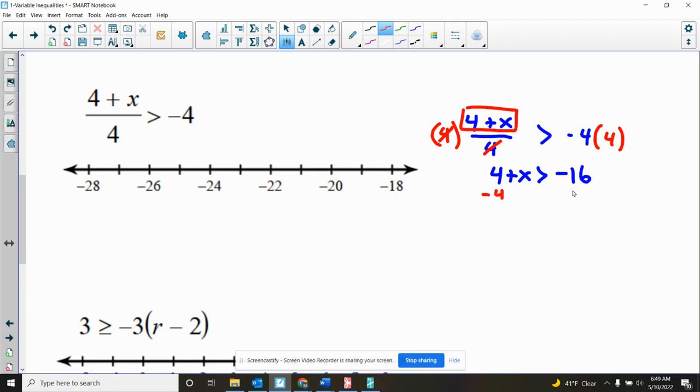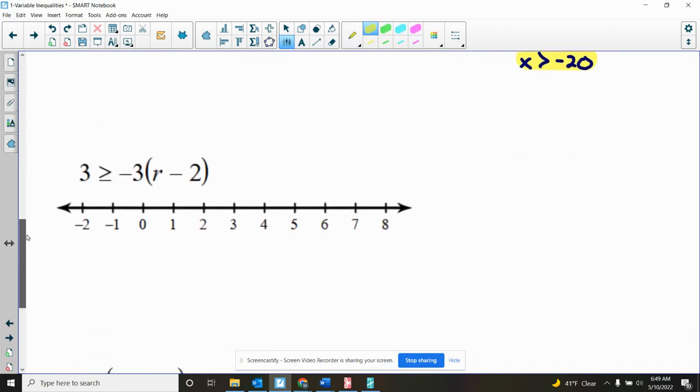Let's now subtract and subtract. No need to change the inequality. We didn't multiply or divide by a negative, and those go to -20. So on our graph then, at -20, open circle because there's no equal bar underneath, and greater than means I'm going to be going to the right. If my variable's over here, I want to go the same direction as that inequality symbol is pointing.